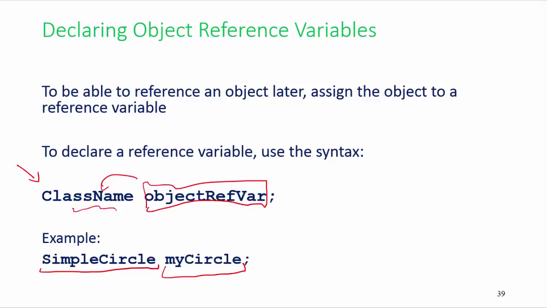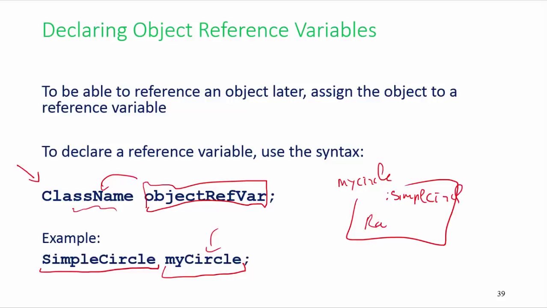And that phrase, you're going to hear me say it a lot, and I try to stick to it as much as possible. A lot of people say myCircle is a variable that's an object of class SimpleCircle. That's not actually technically correct. That would mean that myCircle is a variable that is an object of class SimpleCircle and has its radius inside of it.